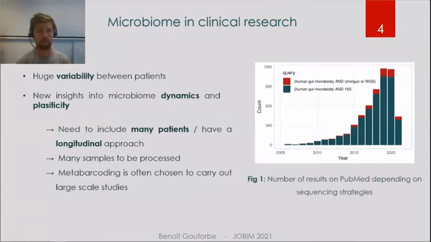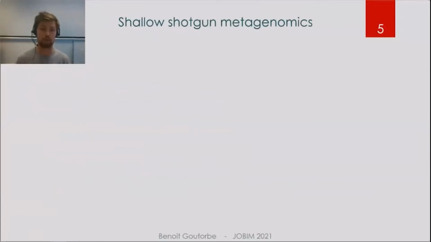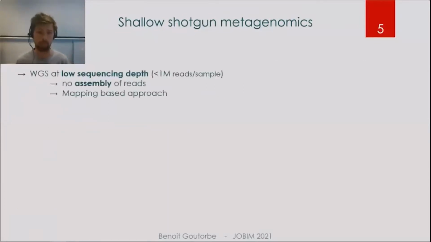To give you an idea, here is the number of hits we find in PubMed for human gut microbiota and shotgun sequencing in red, or 16S in green, and we can see that 16S is still widely predominant even today. So there is a need for alternative techniques. Shallow shotgun metagenomics is one of the techniques that could fill this gap.